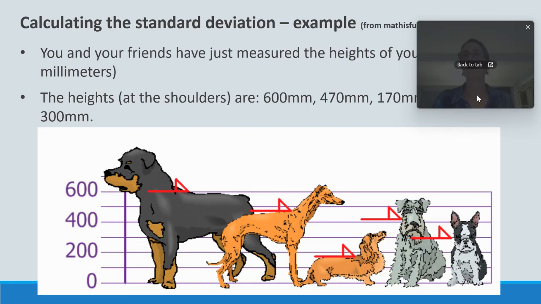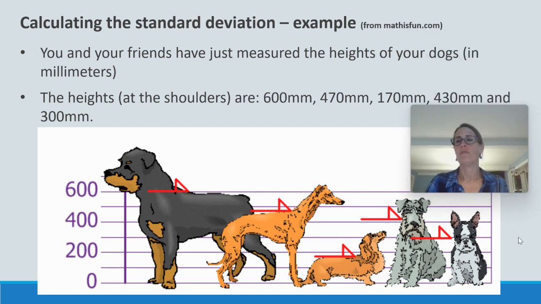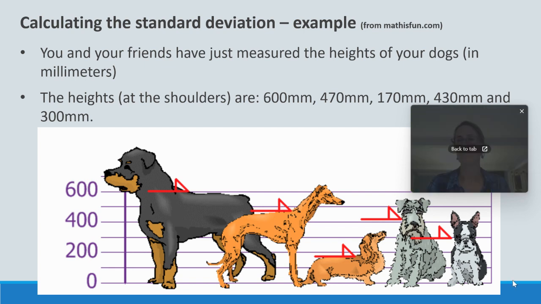So we're going to do an example, and hopefully it helps show what we're talking about. You and your friends have just measured the heights of your dogs in millimeters, and the heights at the shoulders are 600 millimeters, 470 millimeters, 170 millimeters, 430 millimeters, and 300 millimeters.